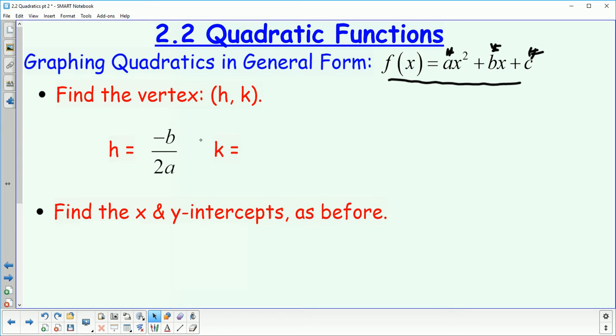And then, as always, to find your corresponding y value, or in this case k, we're going to take that negative b over 2a, plug it back into our function, and get an output of k. So f of negative b over 2a. Again, this will just be some number. This will be some number.